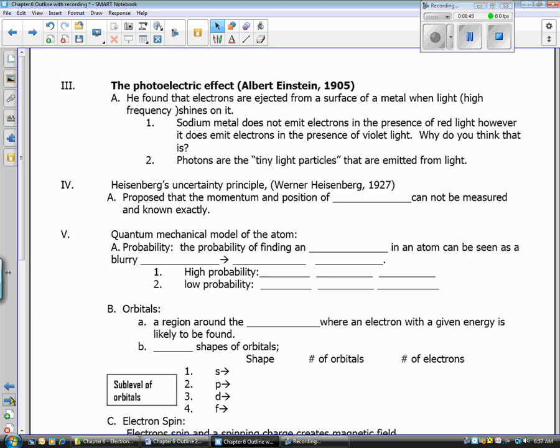He realized that sodium metal doesn't emit them in the presence of red light, but it does in violet. That's because of the frequency. Violet light has a very high frequency compared to red light, which is a low frequency. So the higher the frequency, the more it's affecting the sodium. And he said that the stuff that's coming off are called photons. So these light particles that are being emitted that you can see are called photons. He gave it that name.